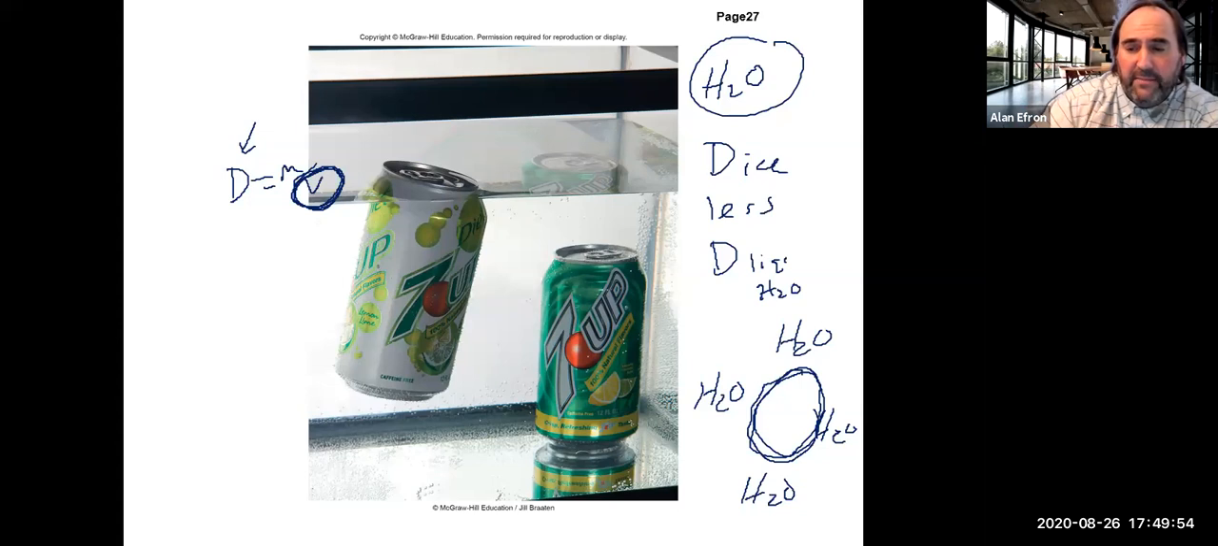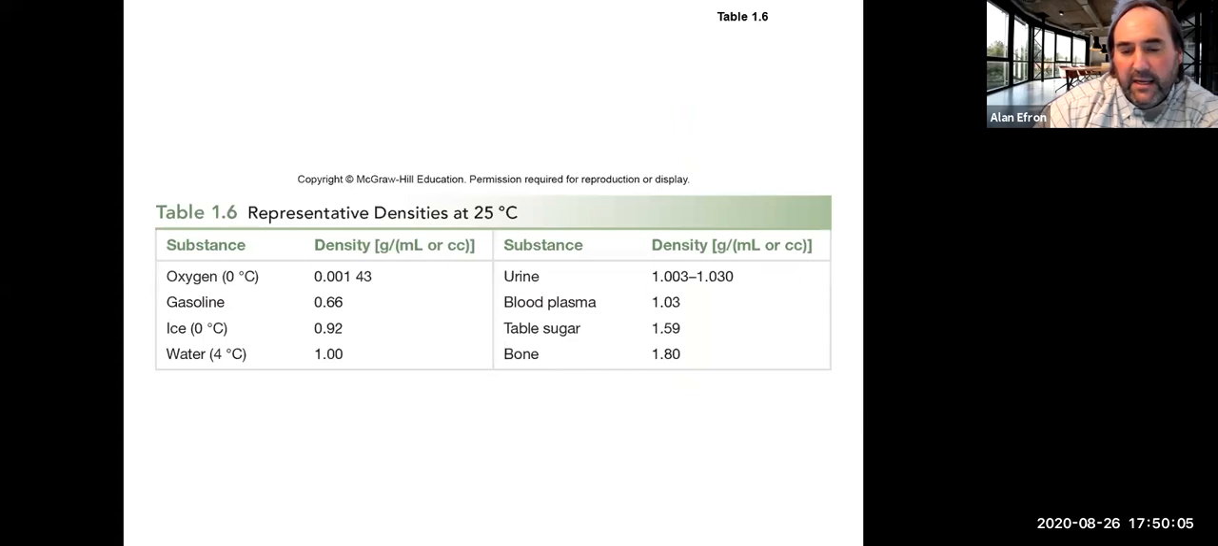If you take a small number divided by a large number, you end up with a smaller number. So that's an unusual property. Most things are much more dense in a solid state than in their liquid state. Here's a table from your book of some common densities. Water at 4 degrees Celsius has a density of 1 gram per milliliter. So everything less than that is less dense, and you would expect it to float. Anything higher than that would sink, like bone, which is much more dense.